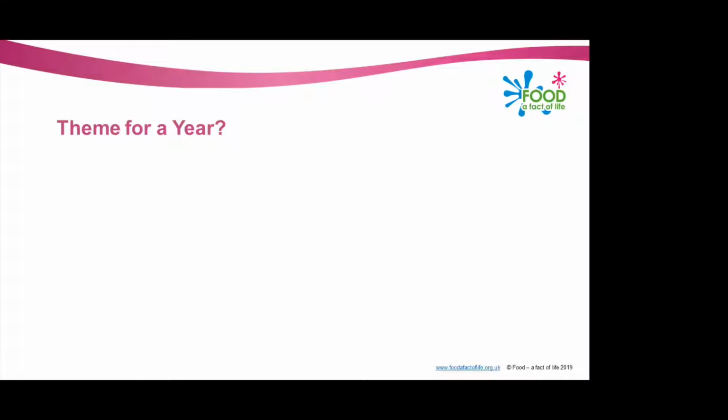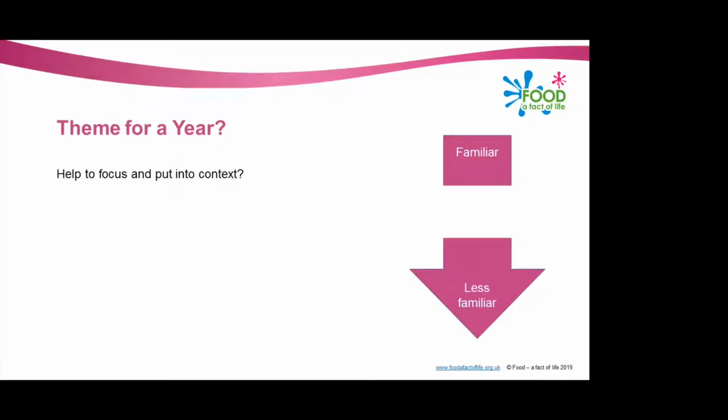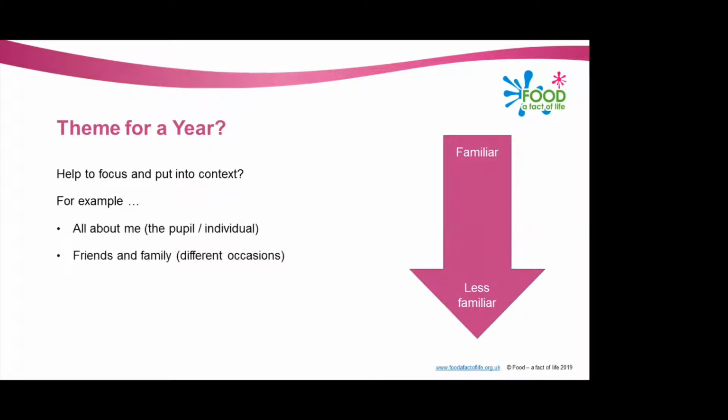Another way to try and help to think about planning schemes of work too is to think about different themes for a year. So for example, it might help if we put things from the familiar to less familiar as we go through. So help to put things into focus and into context. So for example, that could be all about me, it could be then friends and family, and then it could be others. So things perhaps linking with dietary restrictions or concerns out of the home, for example.